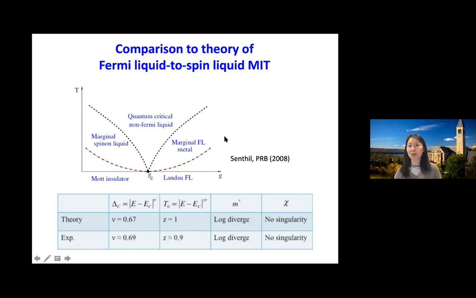Of course, this is still very preliminary. We're still working on this, both in terms of those exponents, mass, and log divergence, and we also measured the magnetic susceptibility. We didn't see any singularity, and he predicts that there shouldn't be any singularity. Okay, with this, I would like to finish my talk.